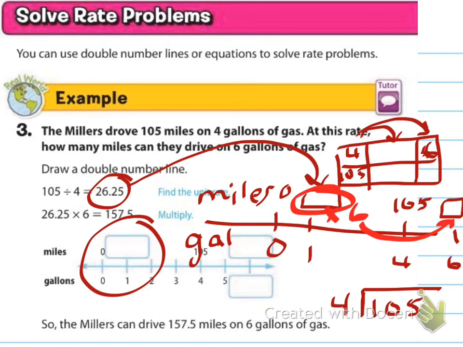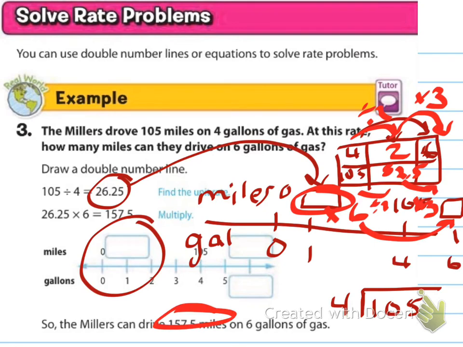Using the table up here, my middleman would have been maybe a 2, and I knew I would have to divide by 2. Well, when I divide by 2, I would have found that that's a decimal answer itself, and so I would have put 52.5. And then to go from 2 to 6, I would have multiplied times 3. So I would have done that to the bottom, multiplied times 3, and I would have gotten my same answer here of 157.5 miles for 6 gallons of gas.